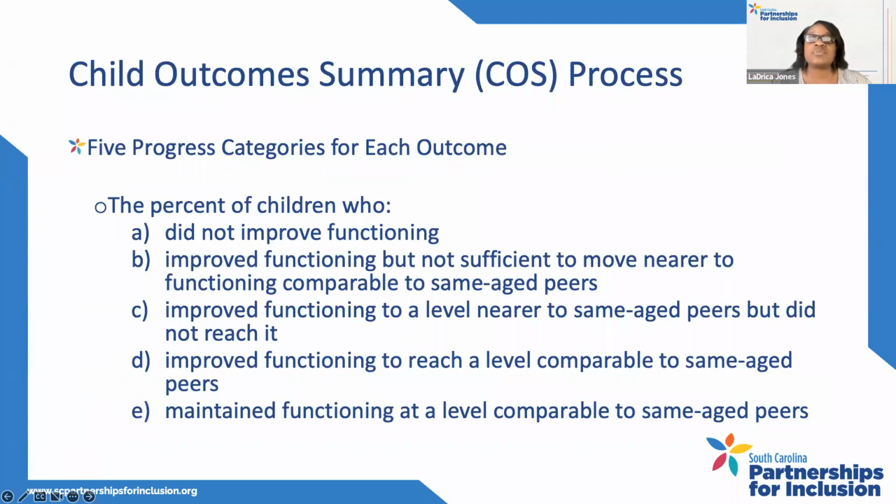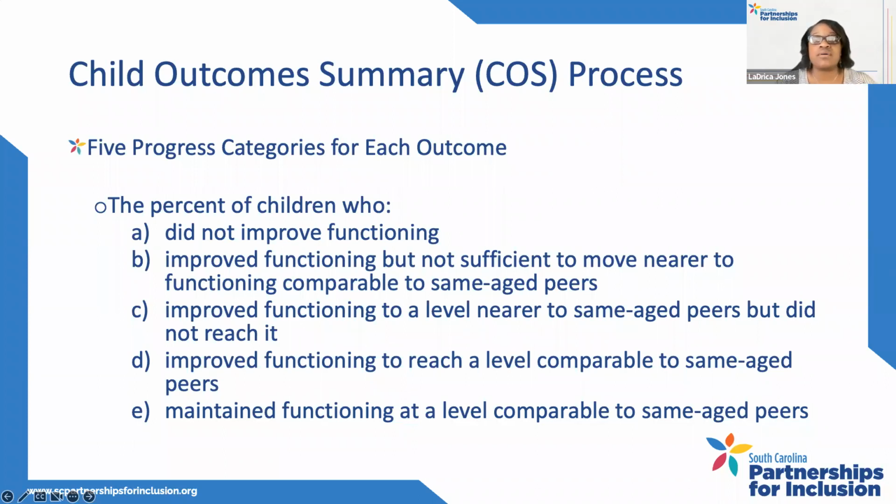So the difference between the entry and exit score is calculated, and the child is placed into one of 5 categories. It will be a percentage of children who either A, did not improve functioning; B, improved functioning, but not sufficient to move nearer to functioning comparable to same age peers; C, improved functioning to a level nearer to same age peers, but did not reach it; D, improved functioning to reach a level comparable to same age peers; or E, maintained functioning at a level comparable to same age peers.